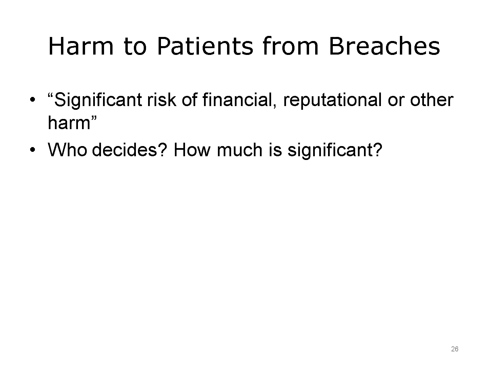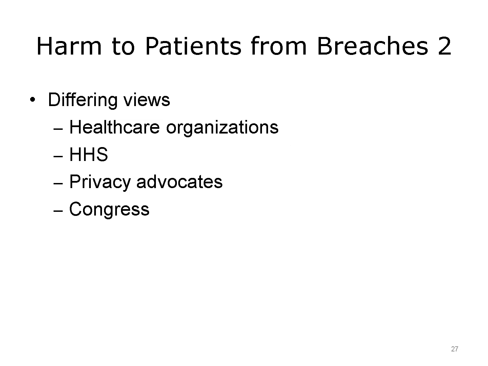The interim rule stated that breaches needed to be reported if there was significant risk of financial, reputational, or other harm. Healthcare facilities were expected to assess the degree of harm from any breaches, but there was disagreement as to whether they were the best people to make that decision. Also, it is difficult to determine how much harm is significant. There were many different views on those questions.